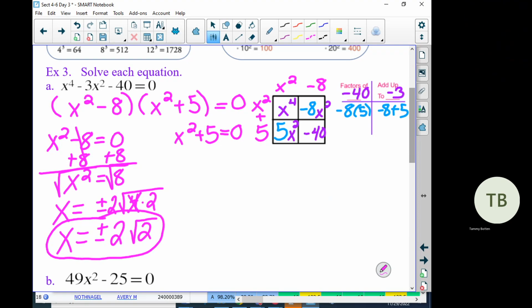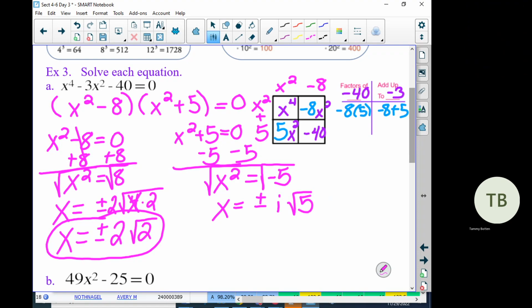Okay. Now this one, I'm going to subtract 5, and I'd get x squared equals a negative 5. Take the square root of both sides. When you take the square root of both sides, you have to remember to add the plus or minus. And what do we do if we have a negative under a square root? Do you remember? Take an i out front, and there are no perfect squares that divide into root 5, so you would just leave it like that. Okay, so to have that plus, you have to do that.